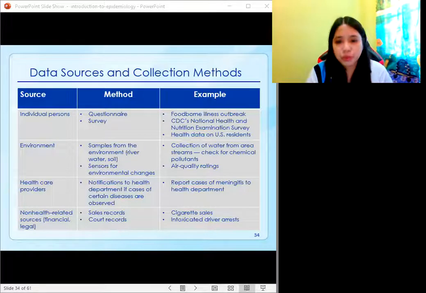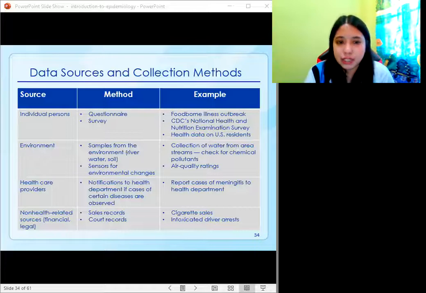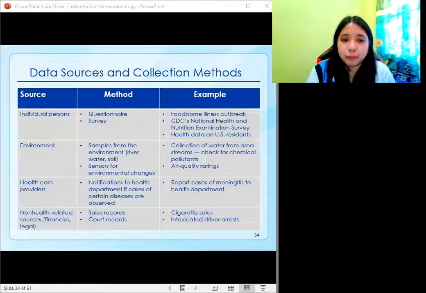Another source can also be the environment. For the environment, we have samples from rivers, water, soils, and sensors for environmental changes. As mentioned, an epidemiologist might collect samples from these bodies of water, like rivers, and even soils, to test for a certain contaminant. What are examples of this? It can be to check chemical pollutants or to determine air quality ratings.